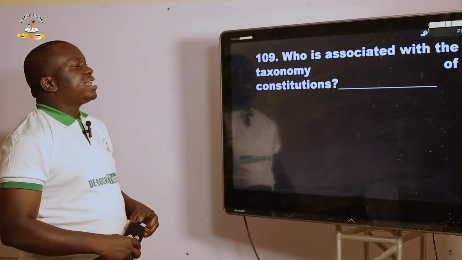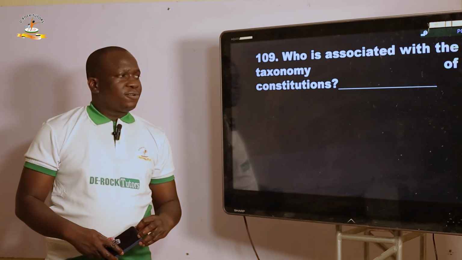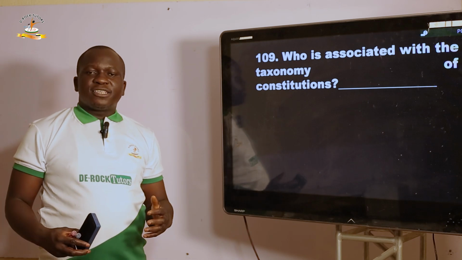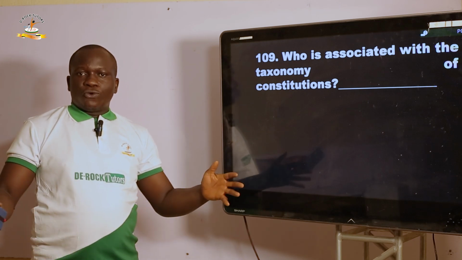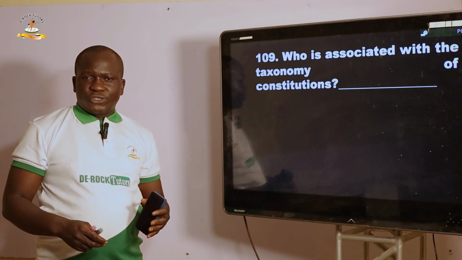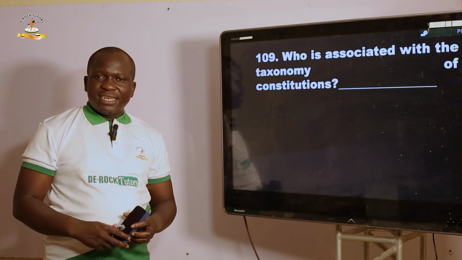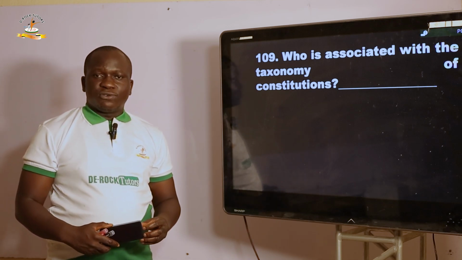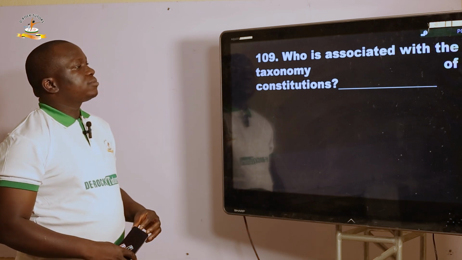Now to the next question. Who is associated with the taxonomy of constitutions? To taxonomize means to classify, to group. So, who is associated with the classification of constitutions? That was a Greek philosopher named Aristotle.